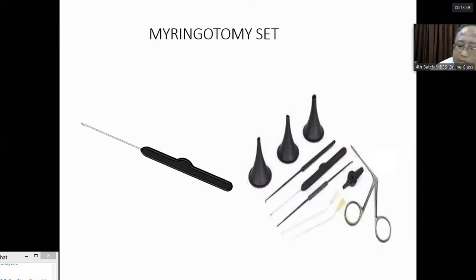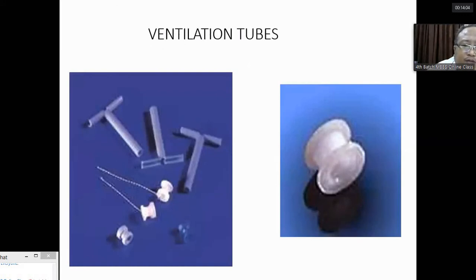And these are the instruments. Just have a look. And these are the ventilation tubes. This is the commonly used tube. It's like a dumbbell shape, but there is a hole in the middle of the part. So one part goes to the middle ear, and one is in the outer canal side of the tympanic membrane, and the perforation holds this part of the grommet. And these are the different types of ventilation tube.